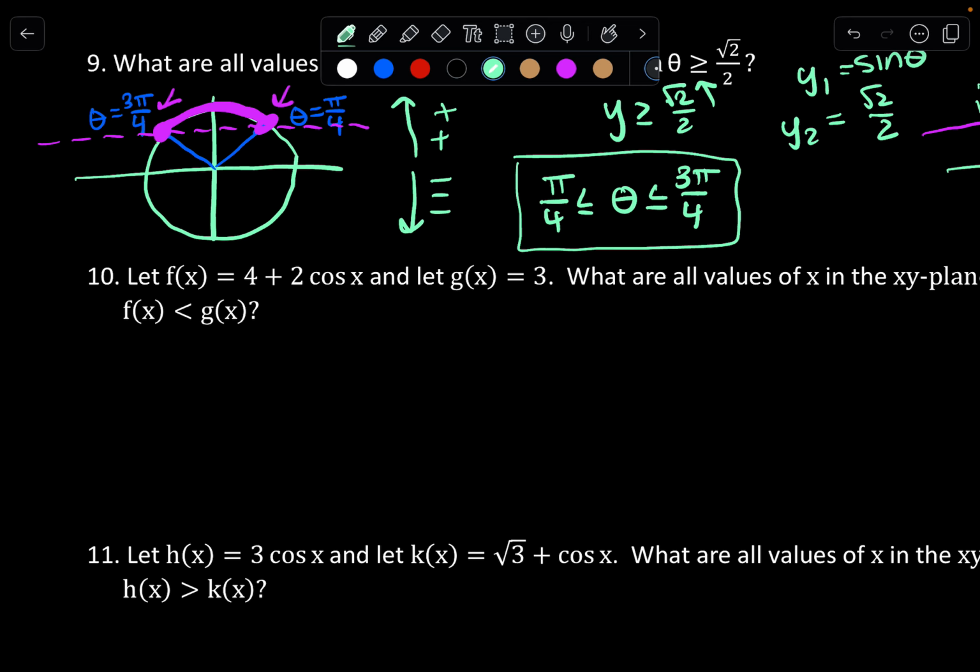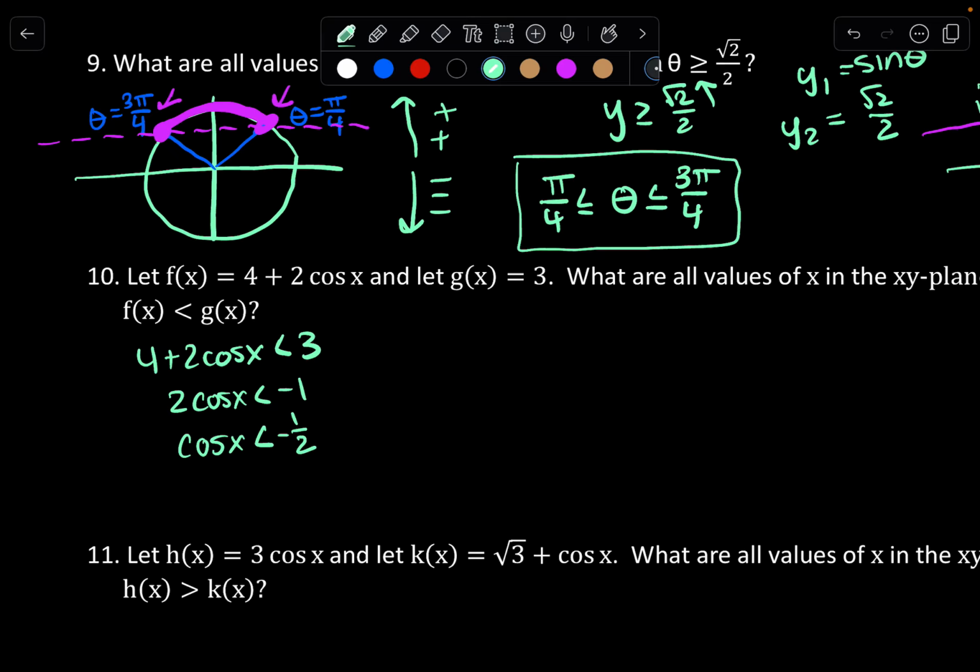So we know that f of x is 4 plus 2 cosine x, and g of x is going to be 3. So we have the inequality here. Again, we follow the same trend. We want to isolate the trig expression. So I'm going to subtract 4 from both sides. So I get negative 1. Divided by 2, we get cosine is less than or equal to negative 1/2.